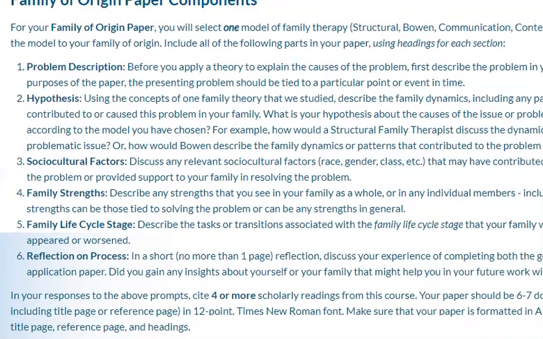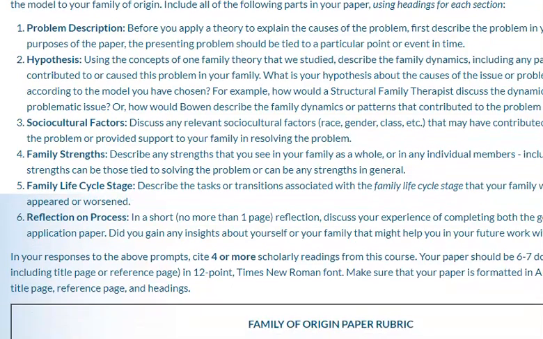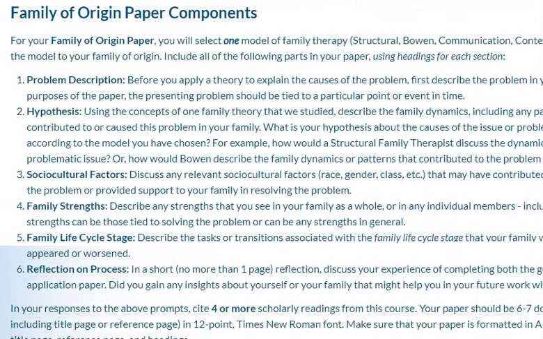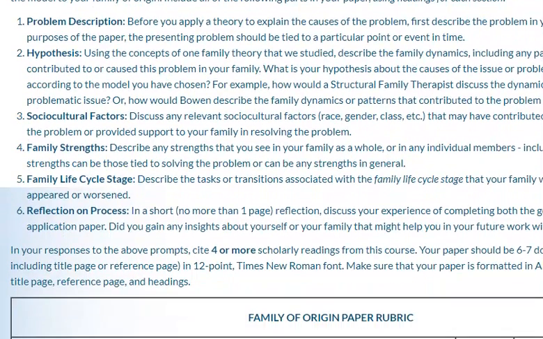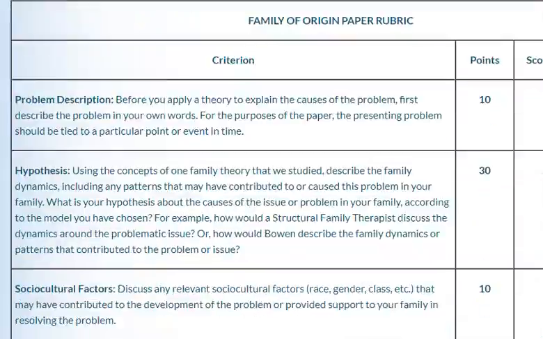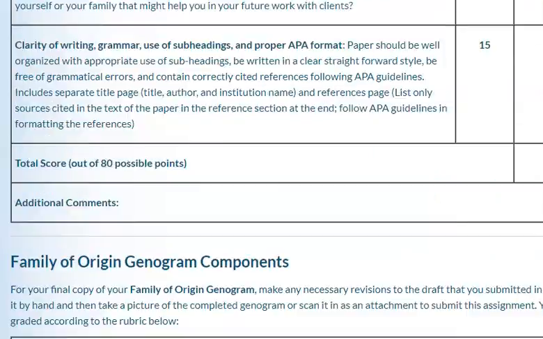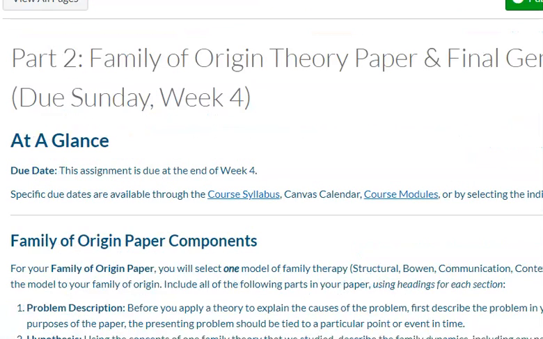So please make sure to take a look at this in its entirety. And I was looking for the suggested page count. Here it is. Your paper should be 6 to 7 pages double spaced. This does not include the title page nor the reference page. And as always, this is in APA. And make sure that your references are in APA.